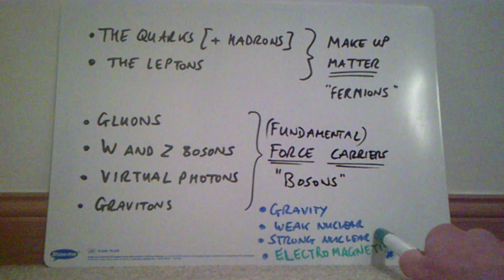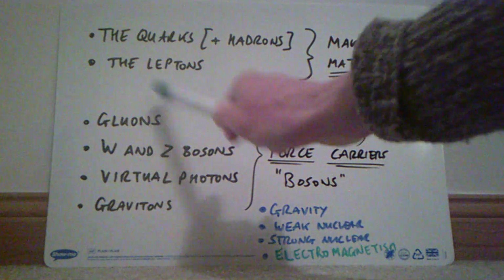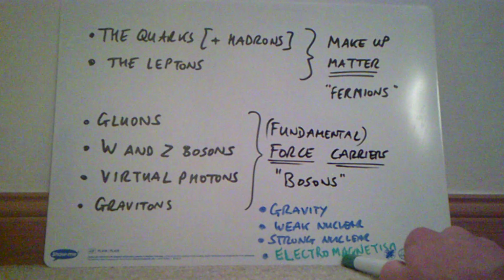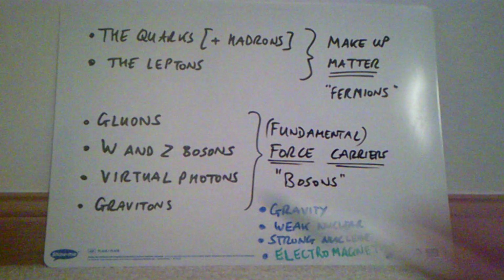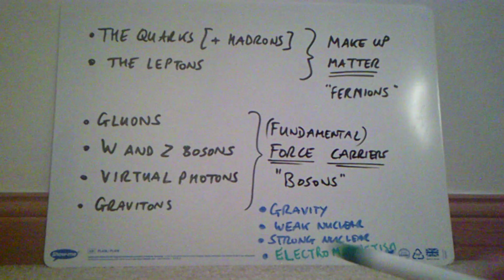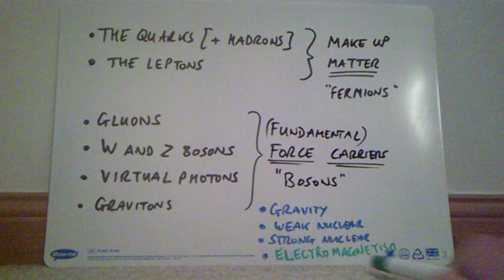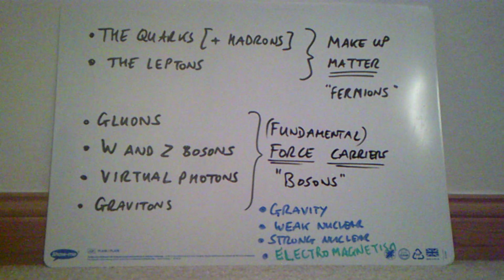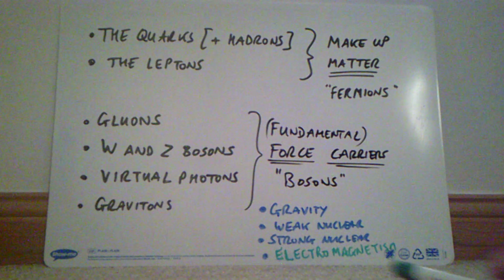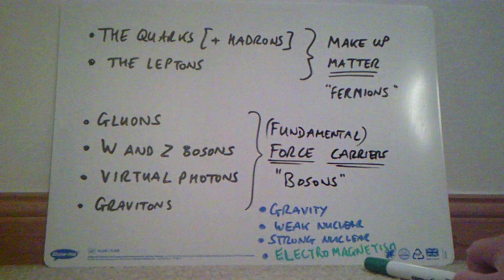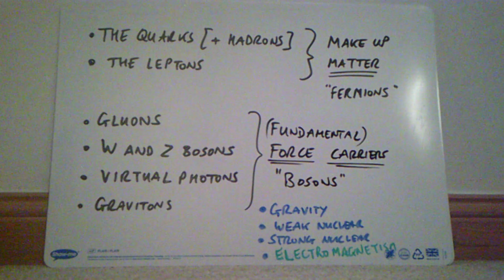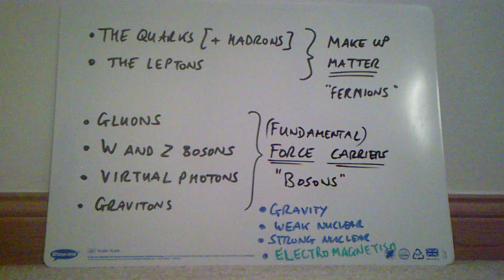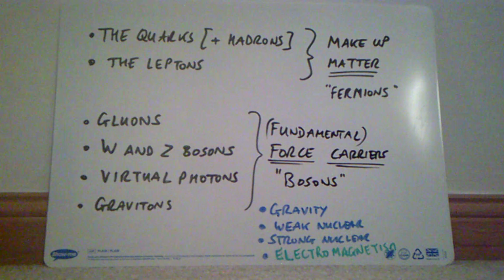The strong nuclear force is associated with gluons, and the electromagnetic force is associated with virtual photons. The reason it's virtual is that you don't actually see these photons. If you think of approaching a fridge door with a fridge magnet, and you feel that force of attraction when the magnet is really close, you don't actually see photons of light being exchanged between the magnet and the fridge door. It's happening, but you don't see it.